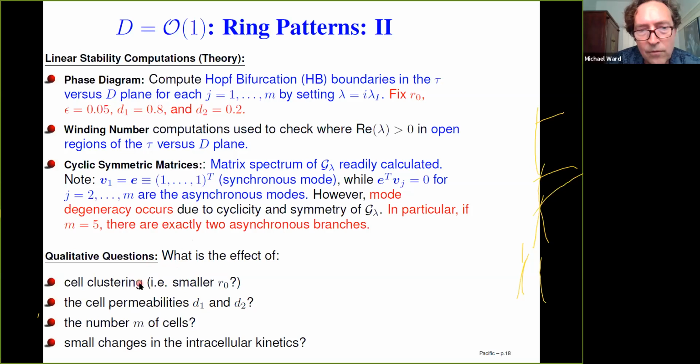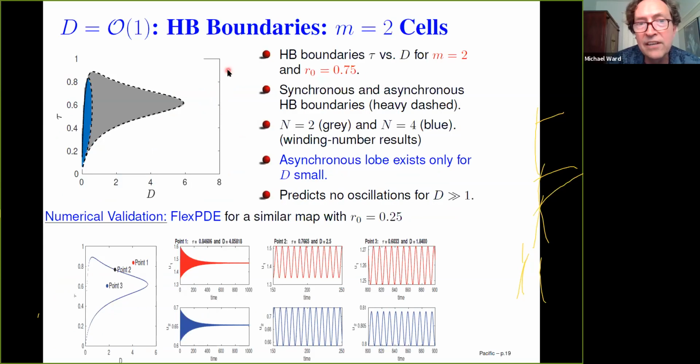So, qualitative questions. What's the effect of cell clustering, with a smaller ring radius? What about changing the permeabilities? What about the number of cells? What about changing a parameter in the intracellular kinetics? What's the effect of that? So here's a picture from the computation that we have. Here's a phase diagram, tau versus D. These are Hopf bifurcation boundaries. This is the asynchronous mode, which means that the two cells will oscillate out of phase, predicted by the linear stability theory. Here's the stability boundary, the Hopf bifurcation boundary, for the synchronous in-phase mode.